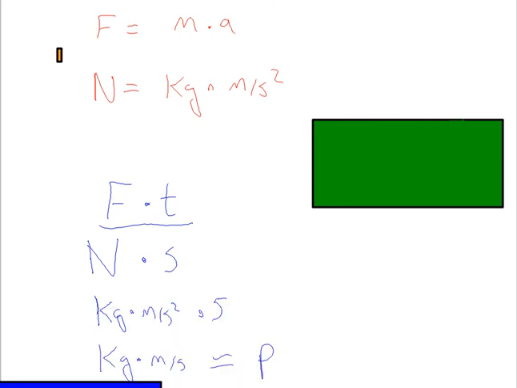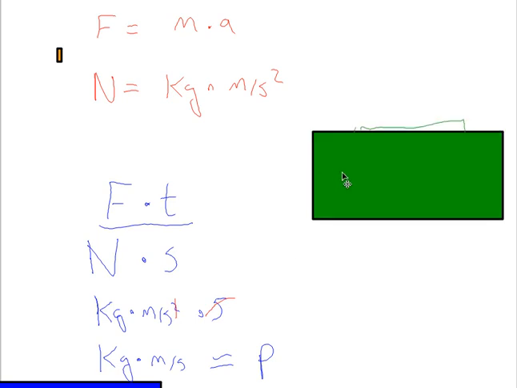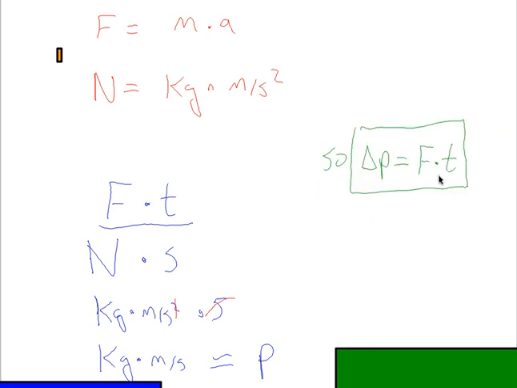what happens right here is, well, this second is going to cancel out one of these two. There's two down there, that's why it's second squared. And we end up with kilograms meters per second, which is the same as momentum. So if we do force times time, that's going to give us a momentum value, and that's why the change in momentum can be measured by how the force times the time is applied.